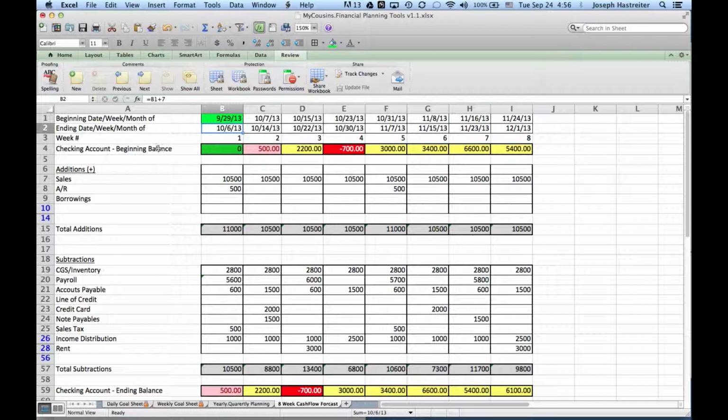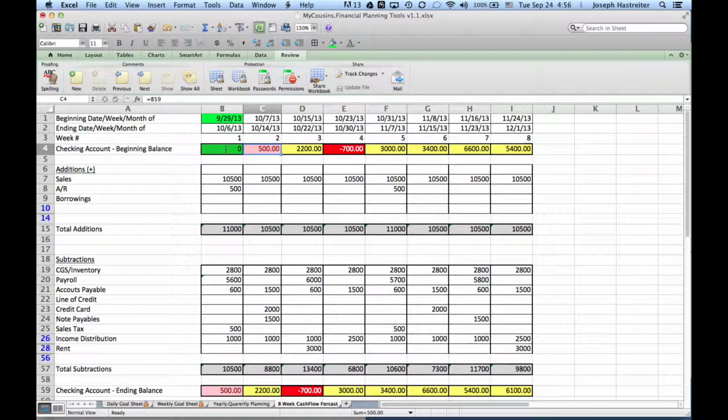Now notice up here is the checking account beginning balance. You're going to notice a couple things. First off, this is green because this is the cell where you input what your checkbook balance is. So if your beginning checkbook balance is 1,000, you'd put that in. If it was 3,000, you'd put that in. If it was a negative 1,500, you'd put that in. But we're just going to assume right now it's 0 for the sake of this illustration.